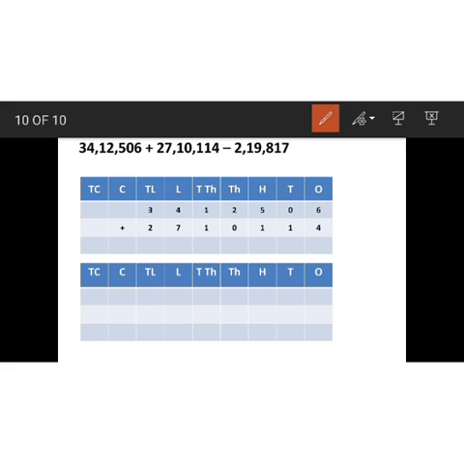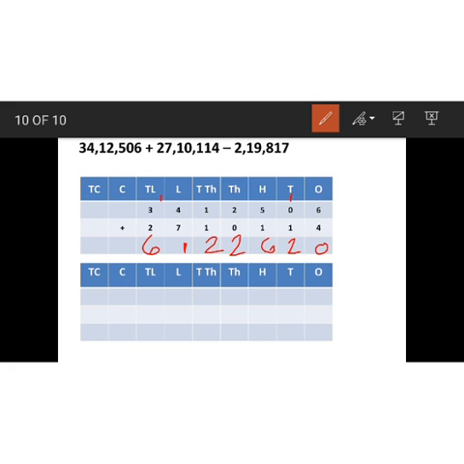Now let's add 6 plus 4. We get 10. We'll put the carry here. 1 plus 0, it will be 1. Plus 1, it will be 2. 5 plus 1, it is 6. 2 plus 0, it will be 2. 1 plus 1, it will be 2. 4 plus 7, it will be 11. With the carry here. 3 plus 1, it will be 4 plus 2, it will be 6.